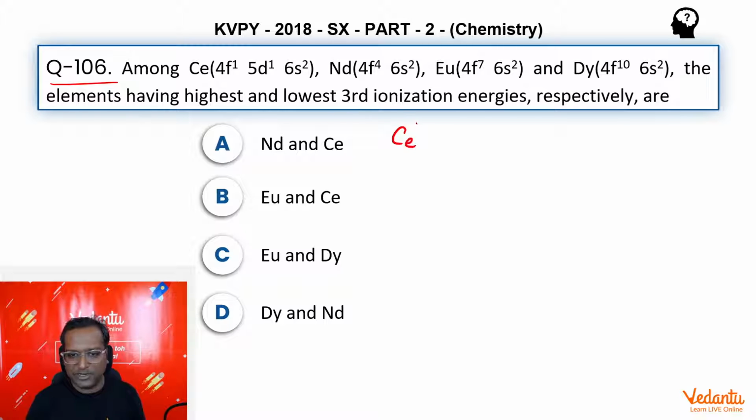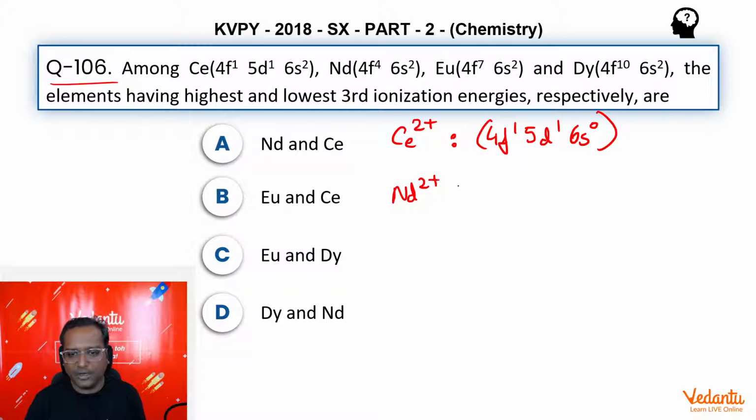So let me first write the configuration of Ce2+ because he's talking about the third ionization energy. So the third electron will be removed from cerium. That means an electron will be removed from Ce2+. So the Ce2+ configuration will be 4f1, 5d1, 6s0. The two electrons are removed from the outermost shell.